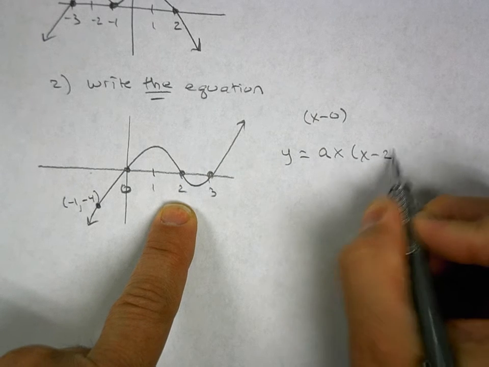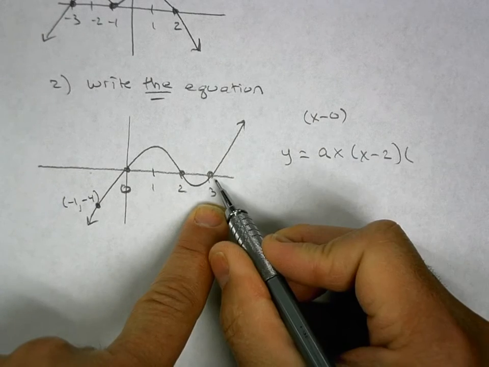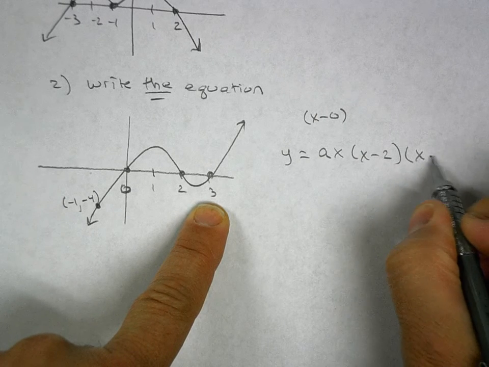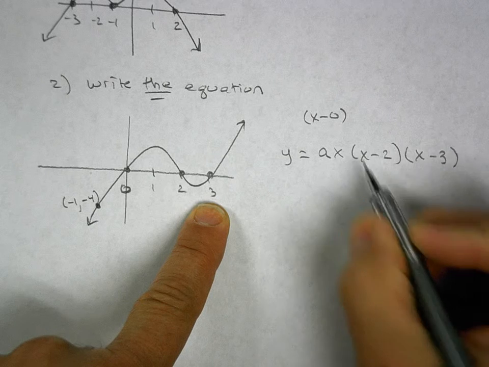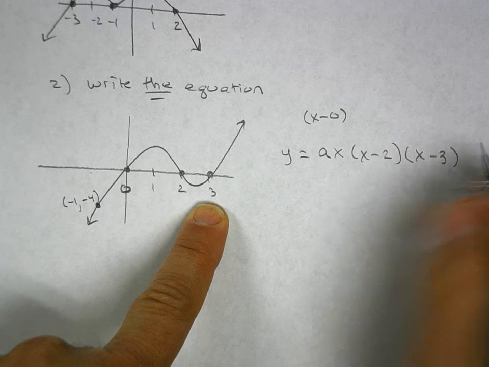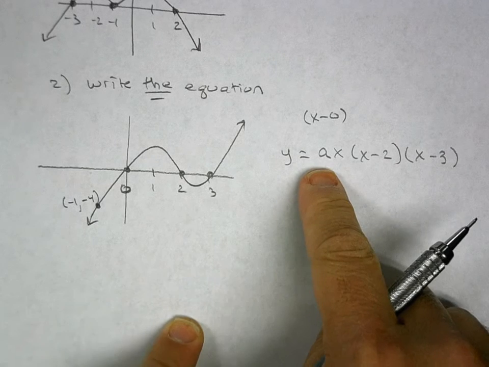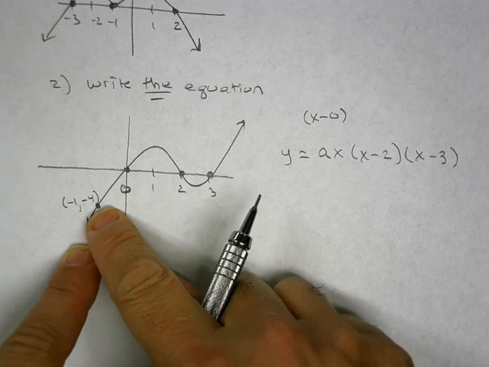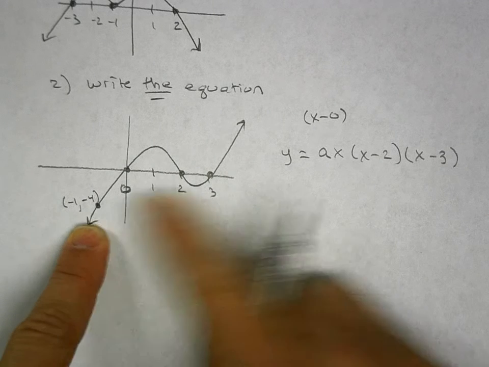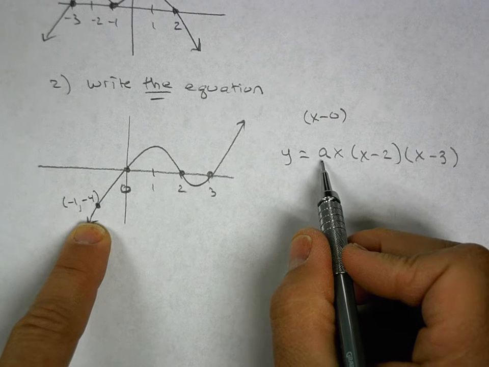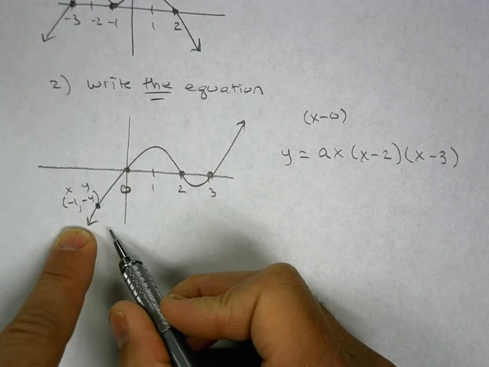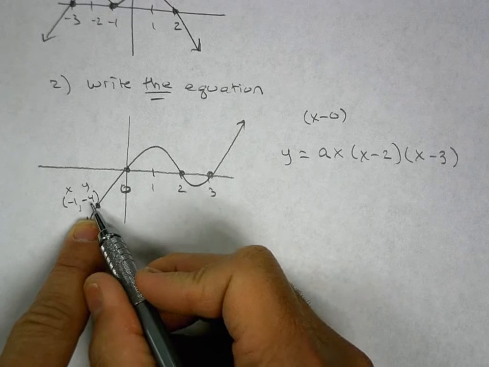minus 2 times, and it crosses, so let's go to the first, times x minus 3. Okay, so it looks like we got a cross, cross, and a cross. We're good. So we need to find this a value in the front. Well, it goes to this point, so how do you think we're going to find this a value? We're going to plug it in. This is your x, that's your y. Okay, so y is negative 4.